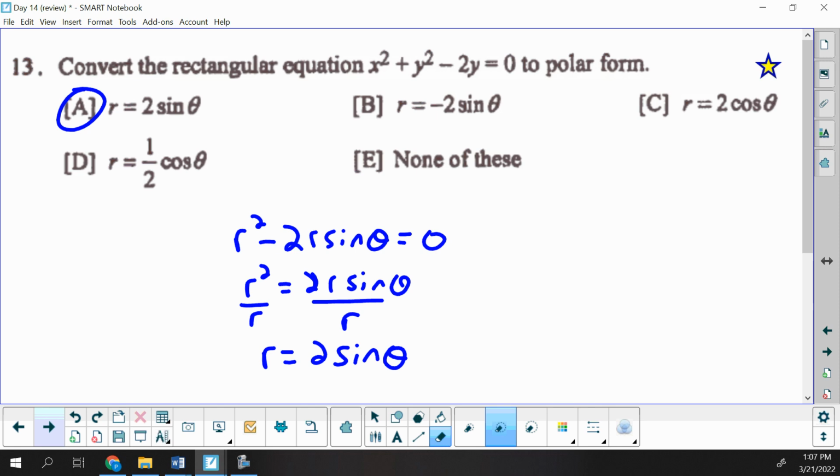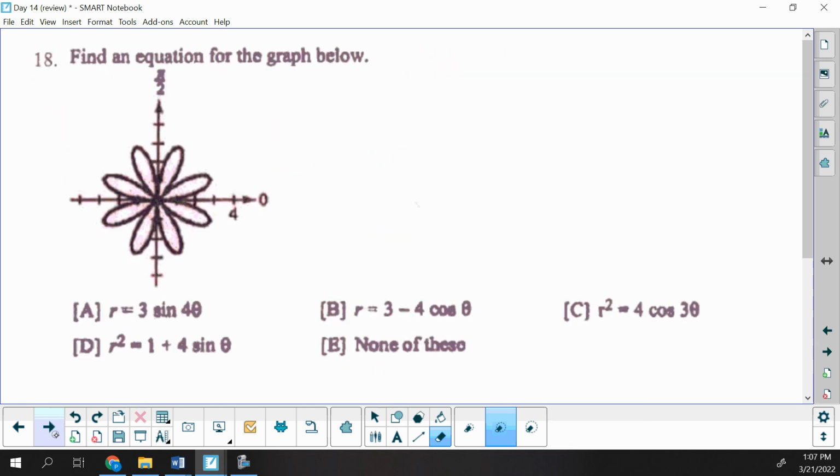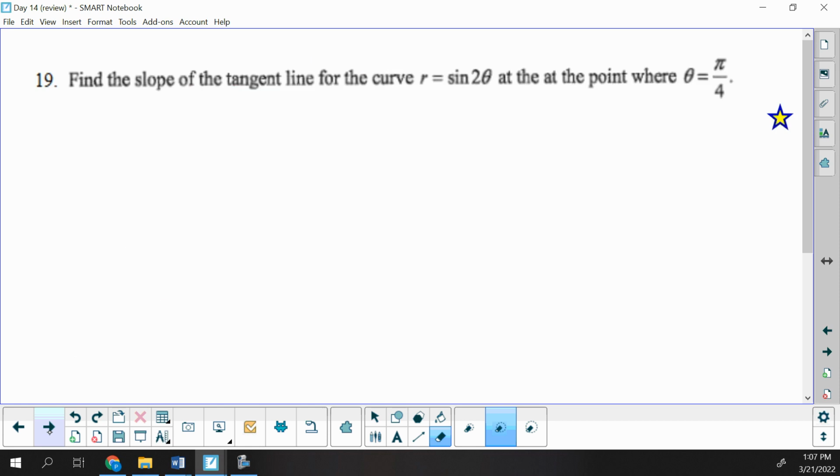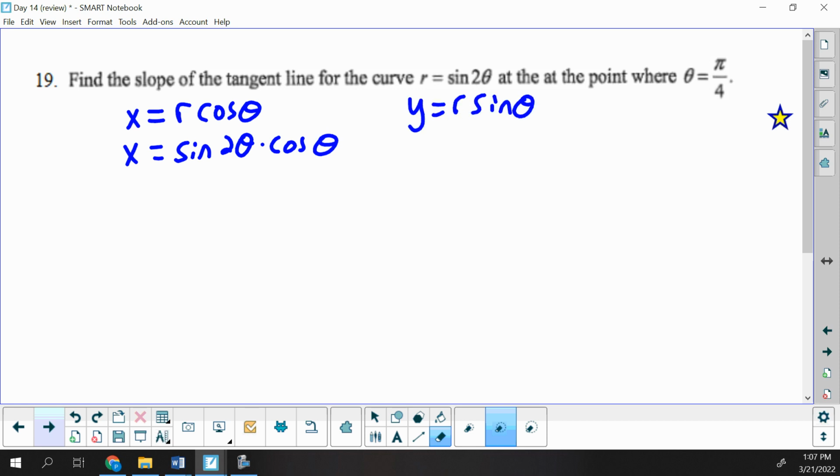So next I want to look at 19. We want to find the slope of the tangent line for this polar curve. So first, let's write out what x and y are equal to. X is equal to r cos theta, which means x is equal to sine 2 theta times cos theta. Y is equal to r sine theta, which means y is equal to sine 2 theta times sine theta.